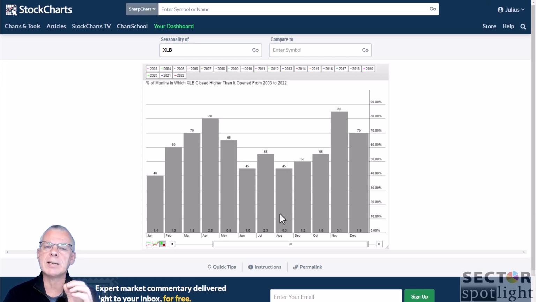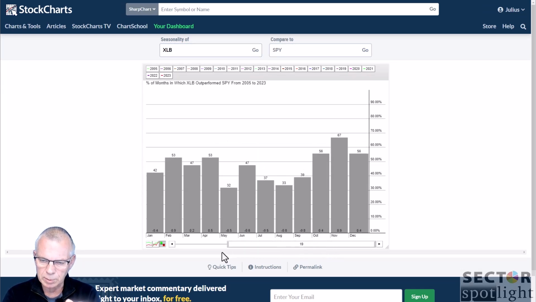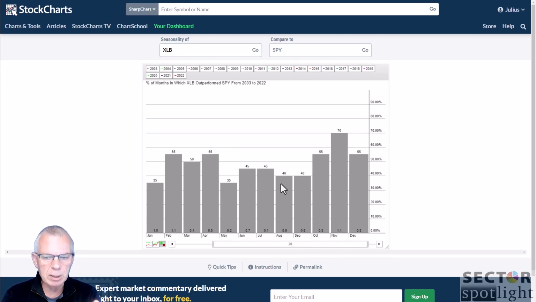What I'm interested in is how this sector, or how all the sectors, did versus the S&P 500. In order to do that, I stick in SPY as my comparison symbol and hit go, go back 20 years, and go to full year 2022. Now it tells me that 40% of the time XLB outperformed the S&P 500. That means that 60% of the time materials underperformed the S&P 500.